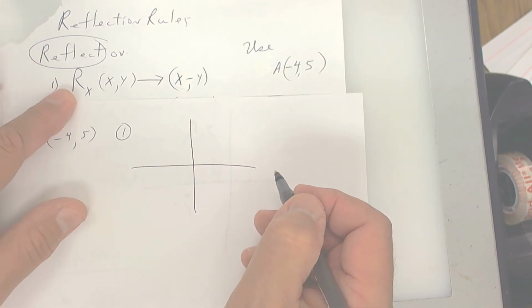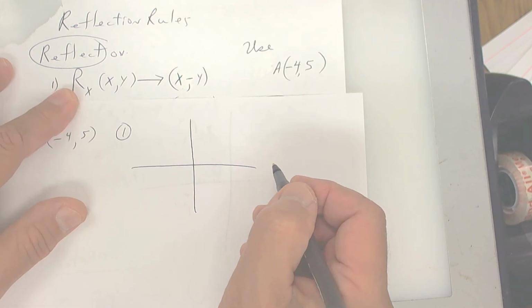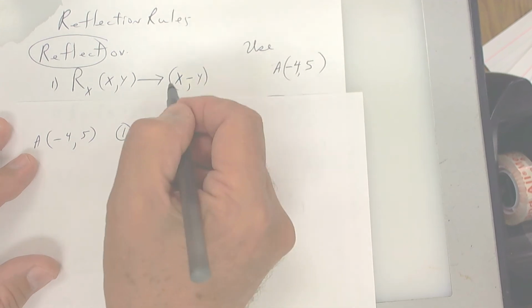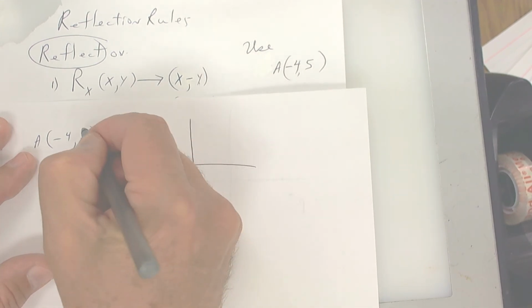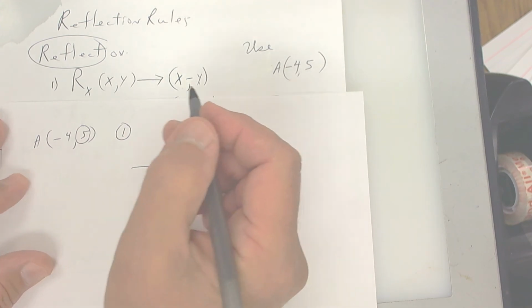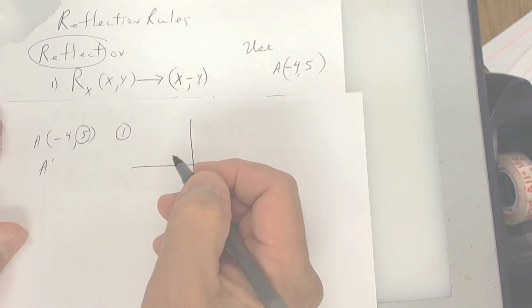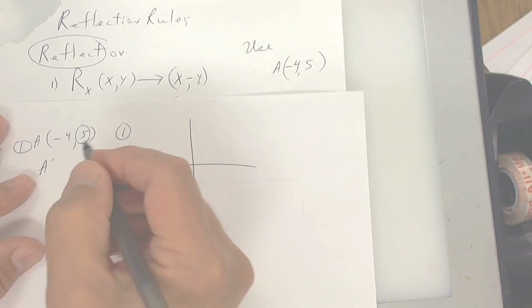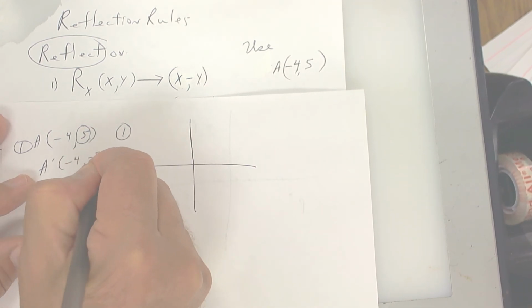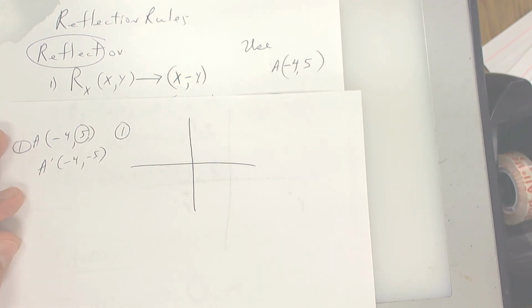We're going to reflect it, rather. Reflect it over the x-axis. So we're going to, according to this, to reflect it, you're going to change the y. So all you do is change the y. So the new point, A prime for number 1, would be negative 4 and negative 5. Okay, we're not going to graph it.